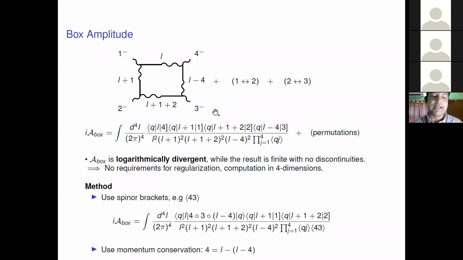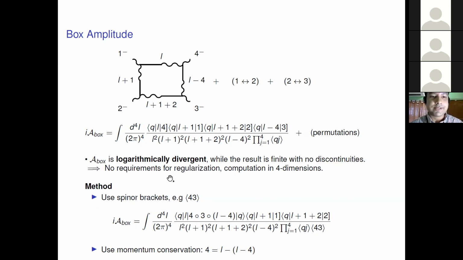And we know that the result is finite, right? I mean, the result is finite. So there is no requirement for regularization, and we do the computation in 4 dimensions. We could do dimensional regularization, but there is a problem with it because we're dealing with 2-component spinors, and 2-component spinors are undefined in dimensional regularization.